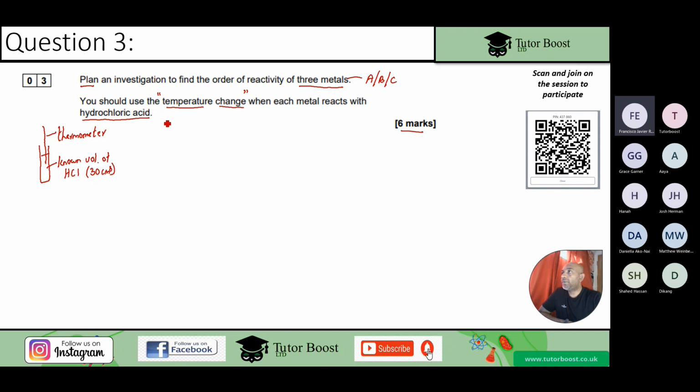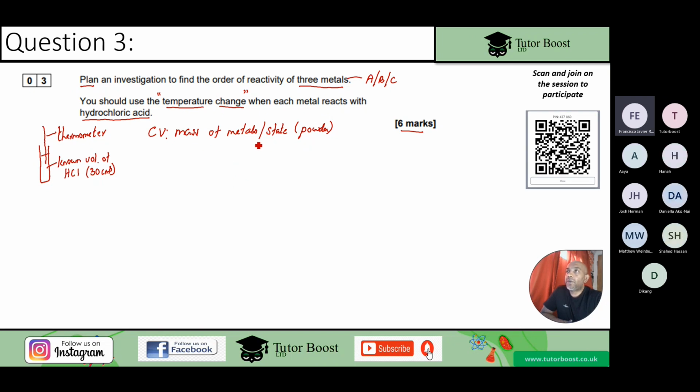And in order to control, the control variables should be mass of metals and physical state, let's say powder. Remember the surface area of these metals, if one of them is powdered and the other one is in lumps, it will affect the rate of reaction. And that can cause the temperature change that you're measuring to be affected. Although it's not going to affect that much, if you are measuring the temperature change over a given period of time, then that definitely will affect it.